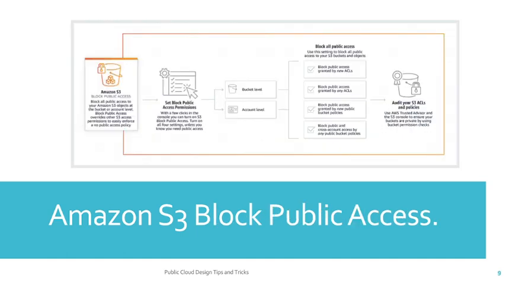Amazon S3 block public access. This is one of the most beautiful and powerful features of S3. With this, you can block internet access to your S3 bucket. So you can completely block public access to your S3 bucket via block public access. You can block it at the bucket level as well as at the account level.